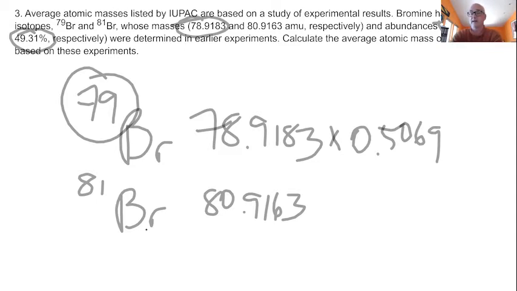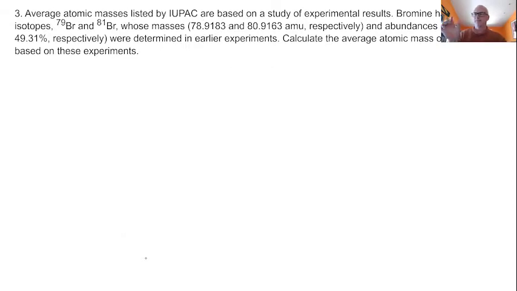You divide that by 100 to get an actual number. This one is 49.31. Then you add those together and you get the average atomic mass. Just remember that you have to have both the abundance and the precise mass of each isotope. Just remember the abundance part. That part's really important, because some isotopes are so limited in their amount that they don't really change the atomic mass very much.